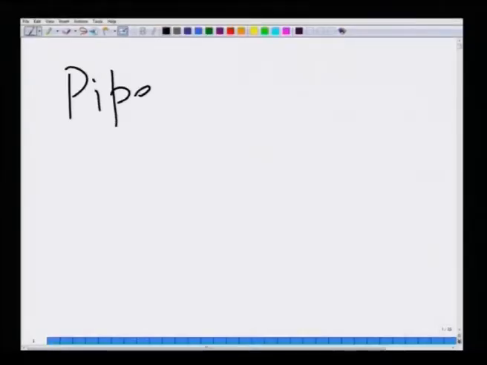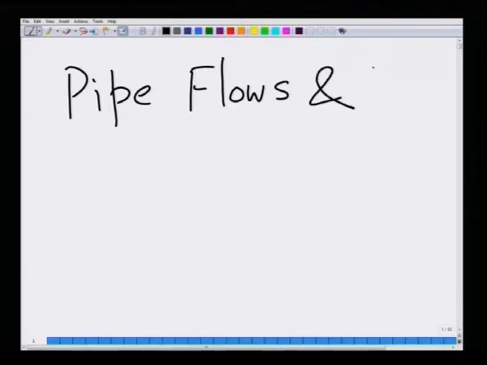Welcome to lecture number 31 on this NPTEL course on fluid mechanics, and the topic that we are discussing currently is pipe flows and losses. We saw in the last lecture that the losses in a pipe are characterized by what is called the friction factor. Just to briefly remind you, the topic is pipe flows and losses.